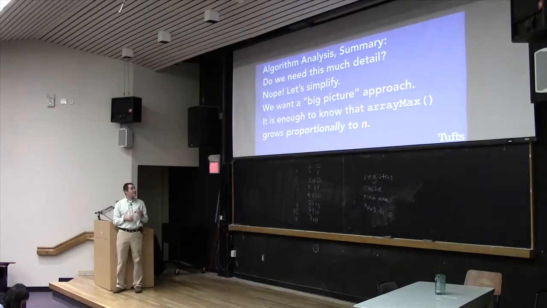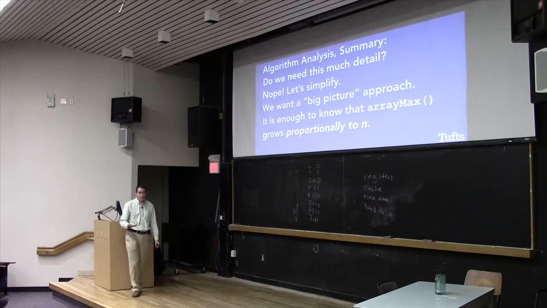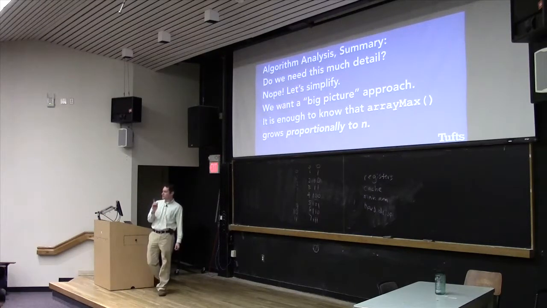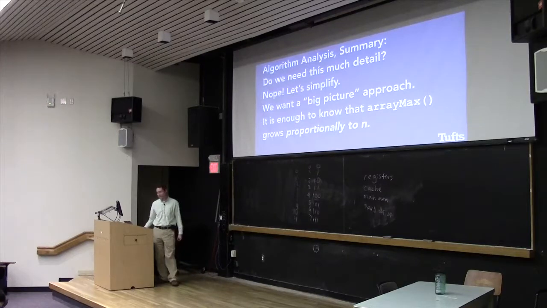In the case of the array max function, that big picture approach says, hey, look, the algorithm's time actually grows proportionately to that n. In fact, what we call linearly. So if you have 10 times more integers that you're looking through, your algorithm's going to be 10 times worse or longer in the worst case. That's the kind of analysis we want to do. But we need to formalize this just a little bit. We need to formalize it in the following sense.